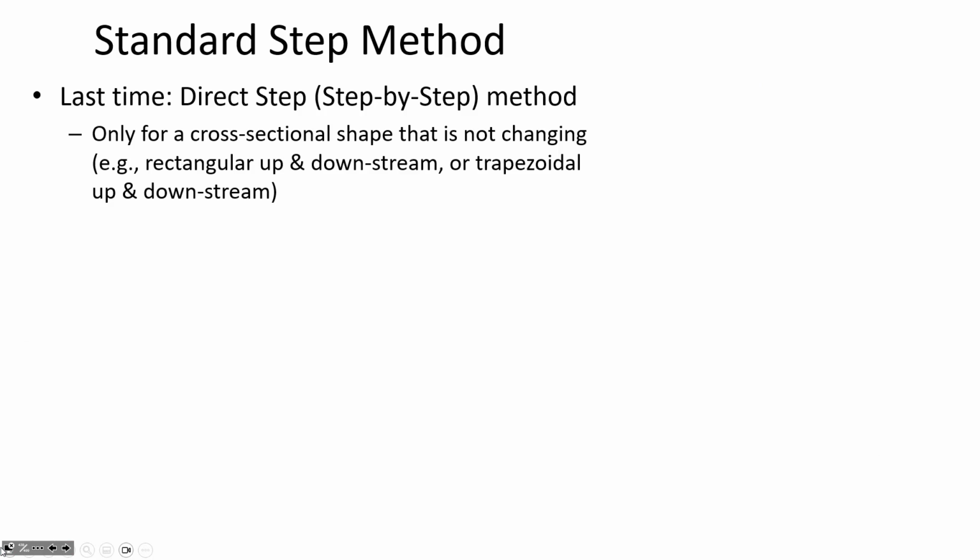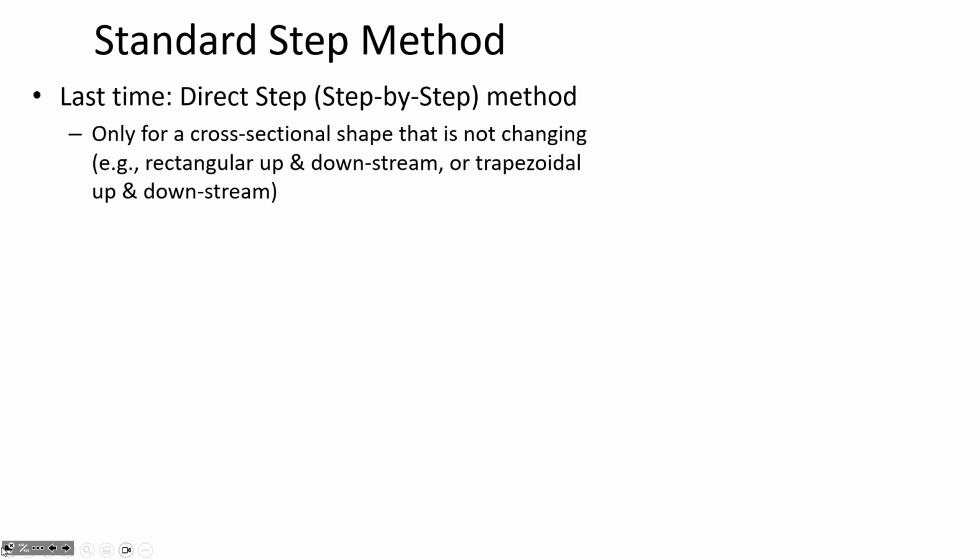So we've been working on the direct step method. Sometimes it's also called the step-by-step method. And the problem with it is we only apply it when the channel isn't changing shape. You'll remember that when we applied it, we had some channel that was, let's say, 2.4 meters wide, and it was a rectangular cross-section. We could use a trapezoidal channel for the direct step method, but the limitation of the direct step method is it assumes that downstream and upstream, the channel has the same width and the same shape.